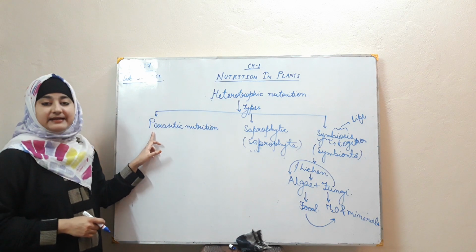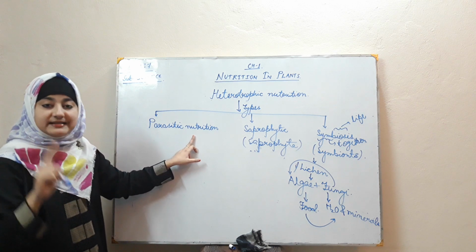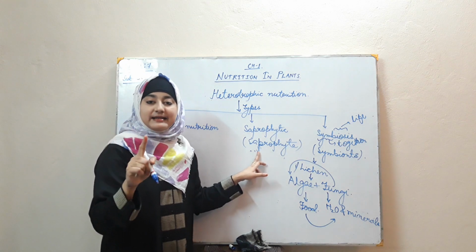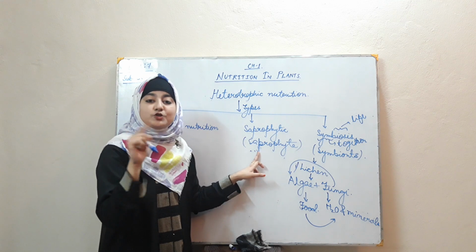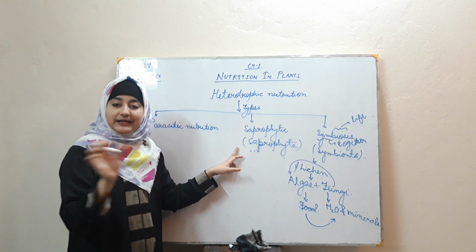In this type of interaction, one species is benefited and another is always harmed. In saprophytic nutrition, one is benefited, meaning the saprophytes or the saprotrophs. Saprophytes are also known as saprotrophs, so that they don't get confused.